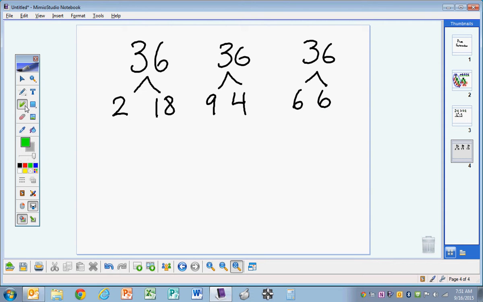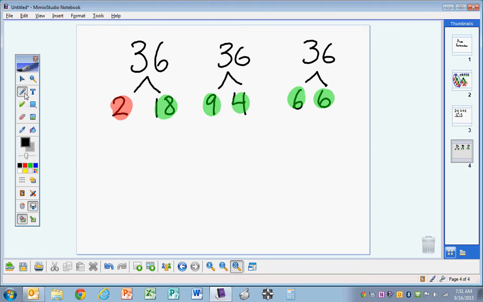So for 2 and 18, 18 is composite and 2 is prime. For the next one, 9 is composite and 4 is composite. And for my next one, 6 is composite. So the ones that are green are composite, and that means we continue with the factor tree process. When it's prime, we stop. So with your factor tree, continue to the next step.